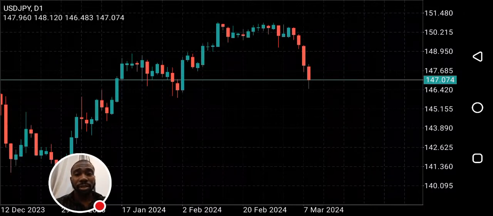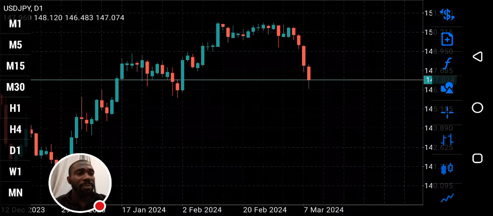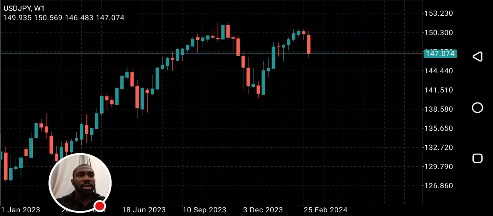Okay, the first thing we're going to look at is the weekly time frame. The candlestick pattern on the weekly time frame would determine the direction for the week. The pattern or the structure on the weekly time frame would determine the trend for the week. So let's start with the weekly time frame. It is obvious, right? This is a bearish pattern. This tells us that USD JPY is bearish.